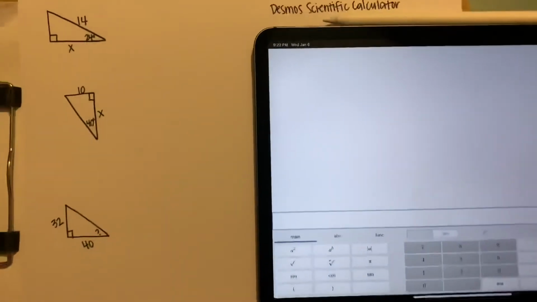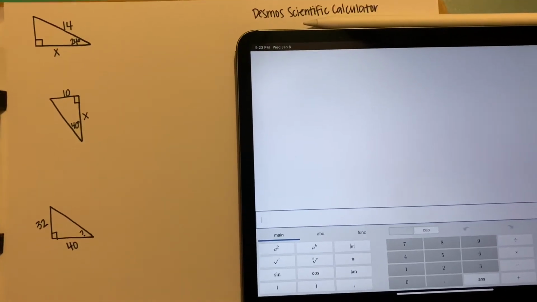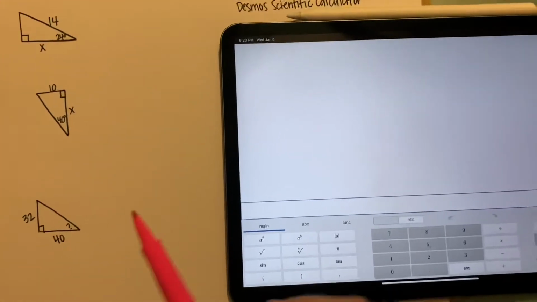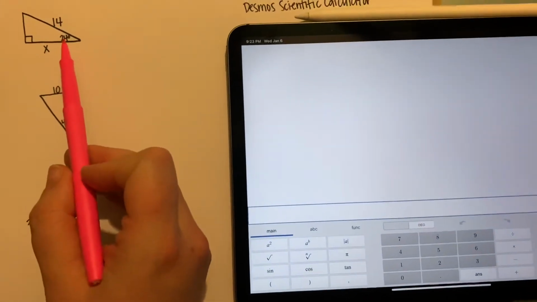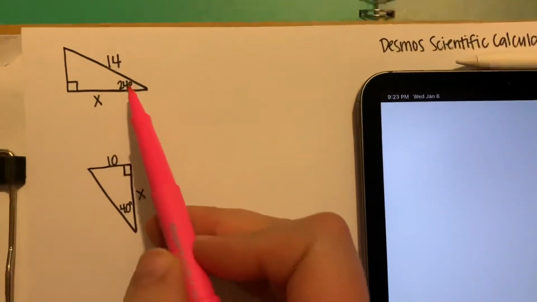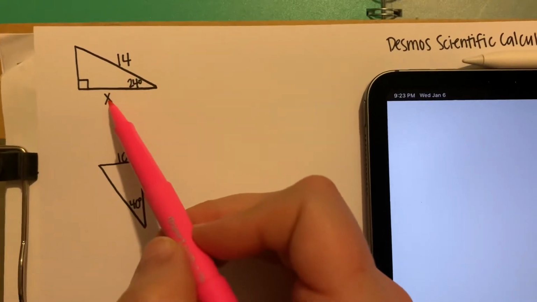If you have an Android, I think the calculator that is normally on there is more similar to the Desmos, so you should be fine with that. Okay, for the first problem, you are trying to solve for x here. You know this angle, that's 24 degrees. You have this side, and you're trying to find x.